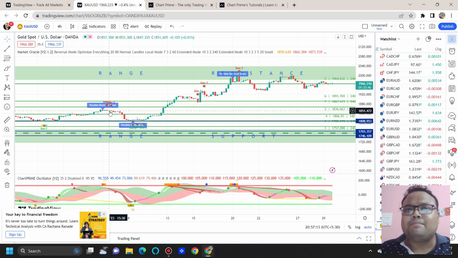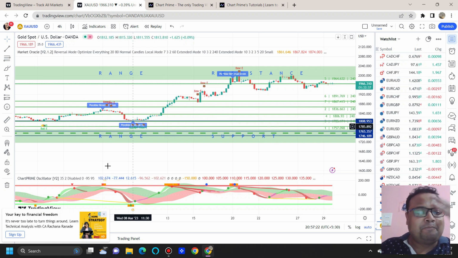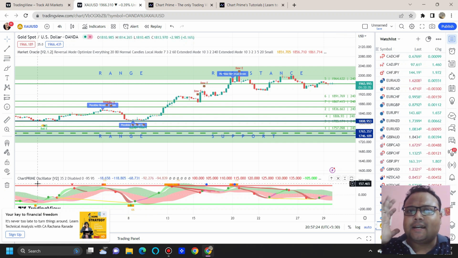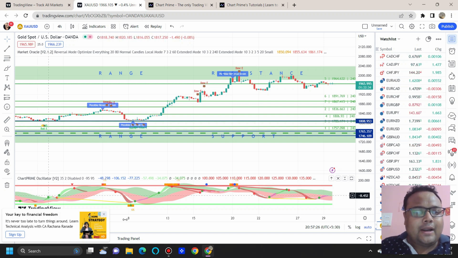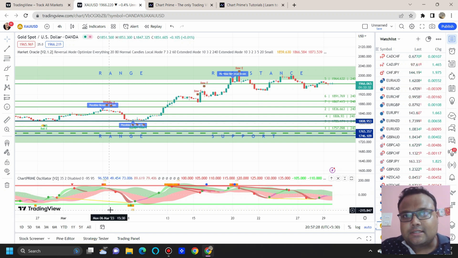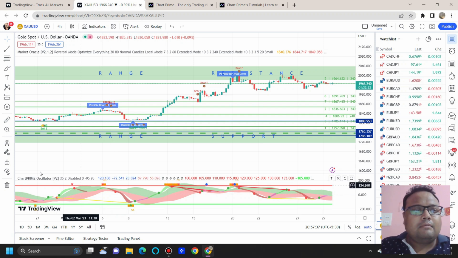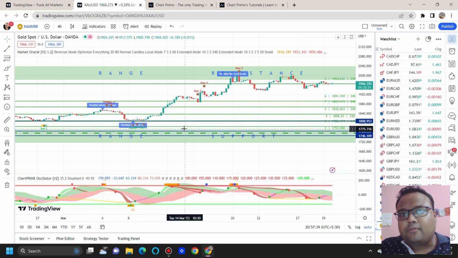It may look like magic, but my dear friends, again I'm repeating, no tool is 100% accurate, so proper risk management is extremely important. And Prime Oscillator is another powerful tool where you will see divergences. Those who know how divergences work, this will be very, very useful. I'm a fan of divergence. So this oscillator is a very powerful tool.